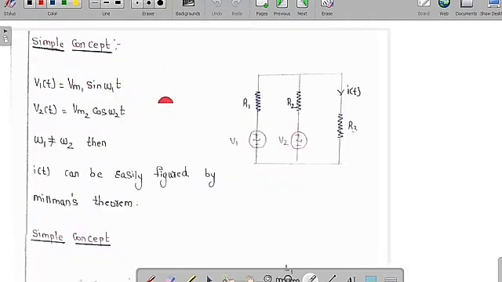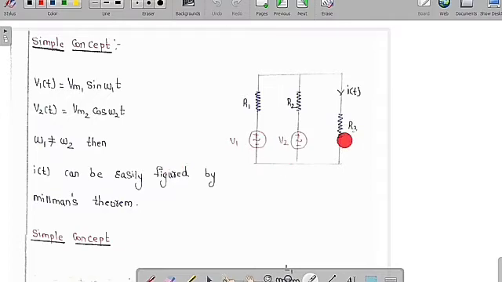Some more simple concepts now we are going to see here. Suppose there are two practical voltage sources connected in parallel, and then I am going to connect another resistor R3. Let me assume the current through this R3 is I of t. If V1 of t is equal to Vm1 sin omega 1t and V2 of t is equal to Vm2 cos omega 2t, you can see clearly these are two voltage sources of different frequencies. As omega 1 is not equal to omega 2, I of t can be easily figured out by Millman's theorem. So we can figure out the value of the current I of t only with the help of Millman's theorem.